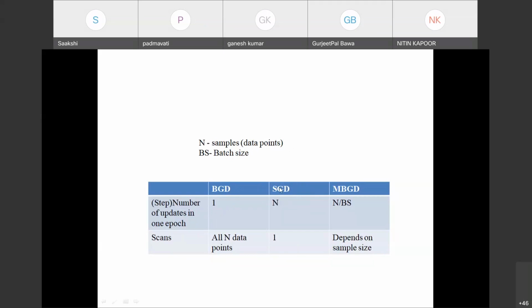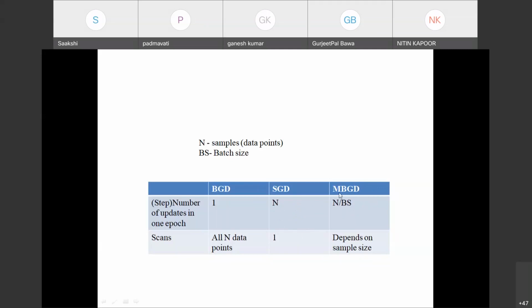In stochastic gradient descent, I will take this data point, check the loss, and compute the gradient. Later on, after computing it, I update the parameter. Then I take the next one and compute the same process. So how many updates will take place in one epoch or iteration? It will be n, because n updates we are going to perform, correct?